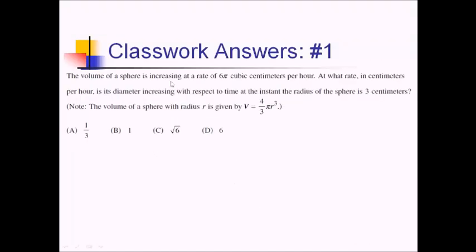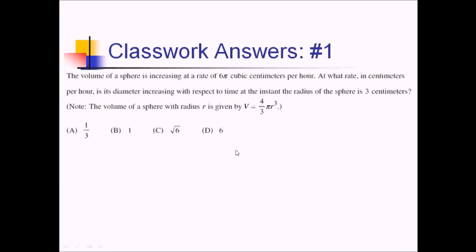For this problem, we have the volume of a sphere increasing at a certain rate. We want to know at what rate, in centimeters per hour, its diameter is increasing with respect to time when the radius is 3 centimeters. And then they give us the volume formula for a sphere.